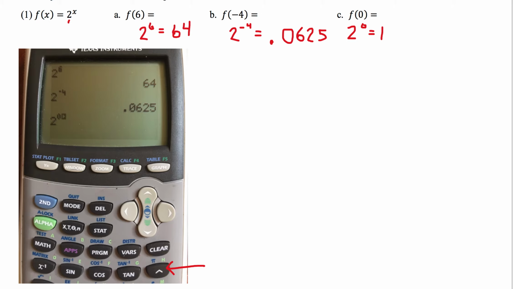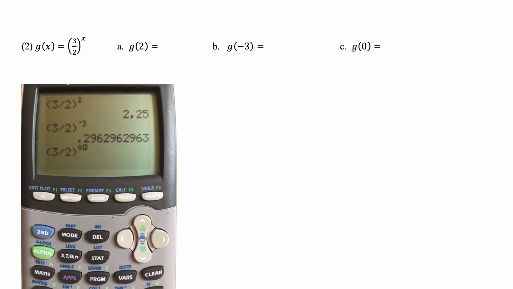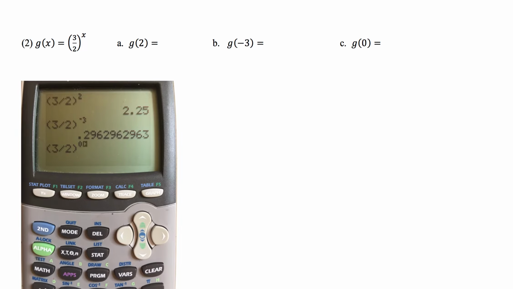I want to try it one more time with you, just give you one more example. I'm going to do one where we've got a fraction, and it's going to work the same way. Our original function is g of x is equal to 3/2 in parentheses raised to the x power. We're going to plug these into our calculator and evaluate. Each time you do it, you're going to have that base of 3/2, and you're going to be raising it to the x power, which for this first example, x is being played by 2.